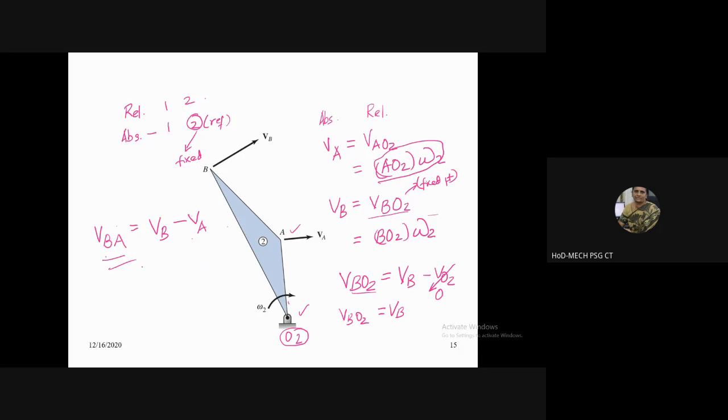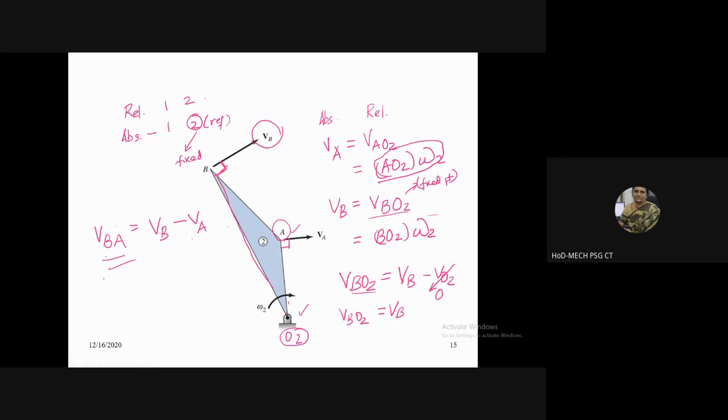So this is how you need to find out the velocities. Velocity of B, of course, we know, both magnitude and direction. For the direction of velocity of A, you need to join A with O2 and then draw a perpendicular. So this is the direction of velocity of A. Similarly, to get the direction of velocity of B, you need to join B with O2 and draw a perpendicular to BO2. This will be the direction of VB.